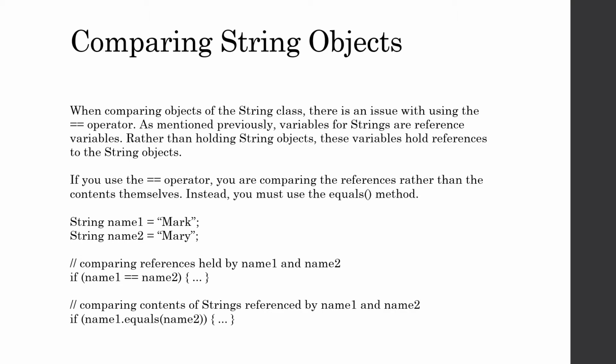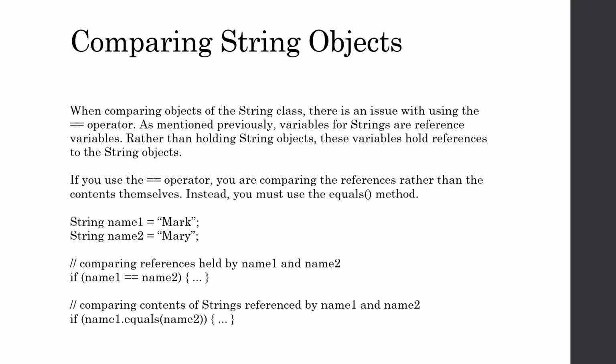We can see right here with this example, we've got two strings, name1 and name2. Name1 is going to have the string literal Mark assigned to it, and then name2 is going to have Mary assigned to it. And then we can see our two different conditions right here. The first one's going to be comparing the references held by name1 and name2. So we see if name1 is equivalent to name2 using the equality operator, then we'll go ahead and execute some code. So we've got our pair of curly braces and then just some sort of initial setup saying we're going to put some code there later.